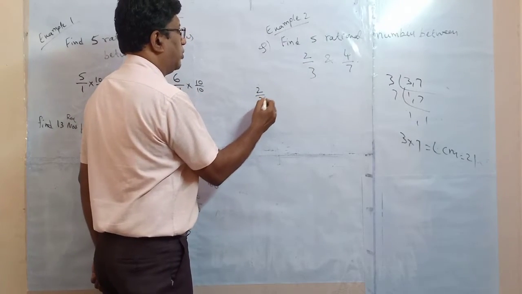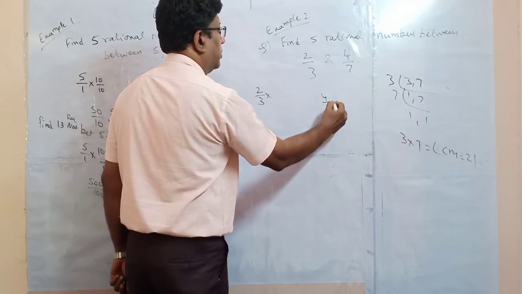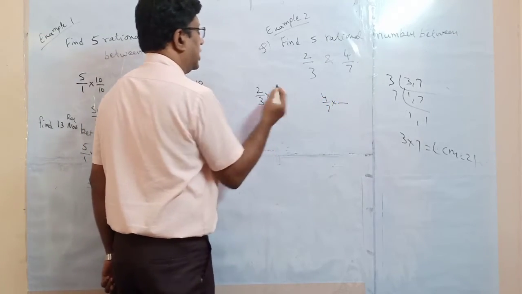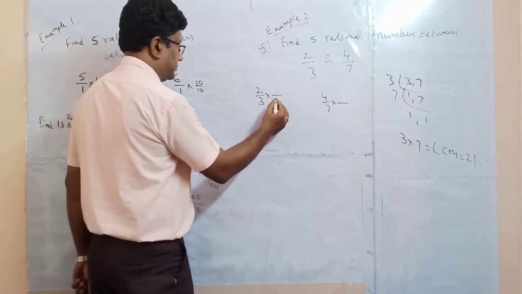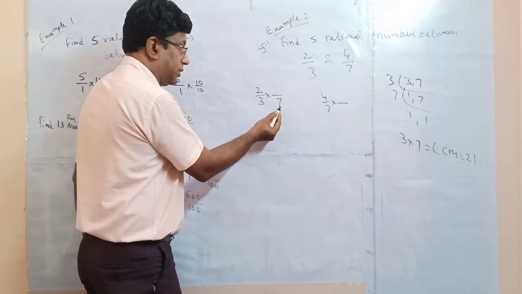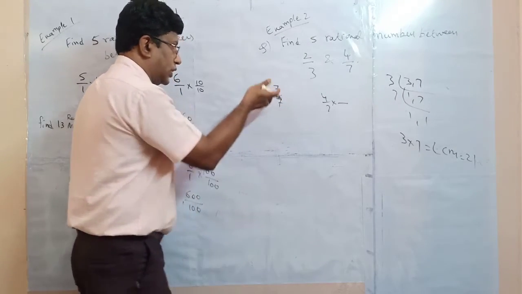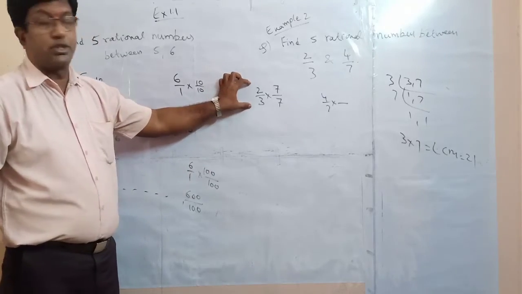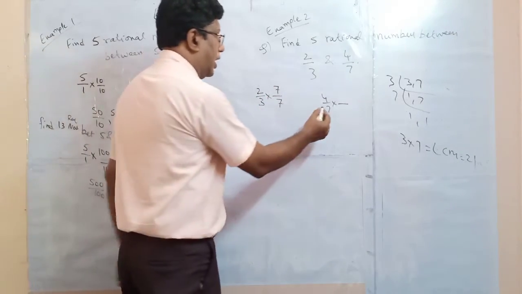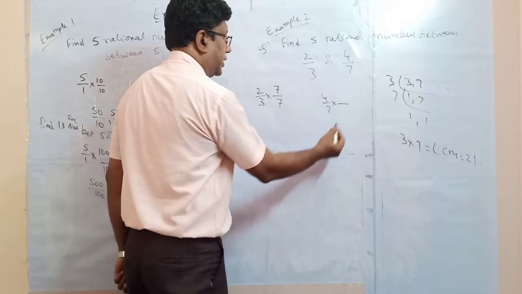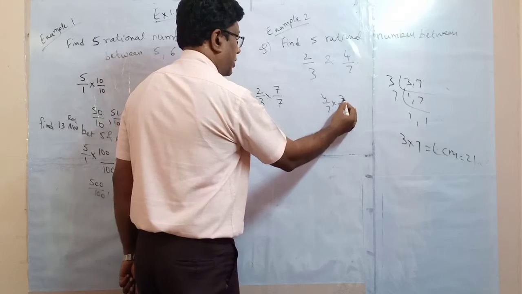Now I want to make this 21. So 2 by 3 I want to change it to 21 as a denominator. 4 by 7 also I want to make it as 21 as a denominator. So what should I multiply this with? 7. And if I do multiply this with 7, this also I should multiply with 7 as a rule, because the value of the expression should not change. Similarly here, I have to make this 21 as denominator, so multiply this by 3 and this also by 3.